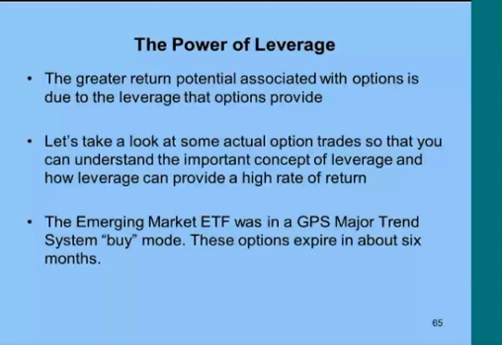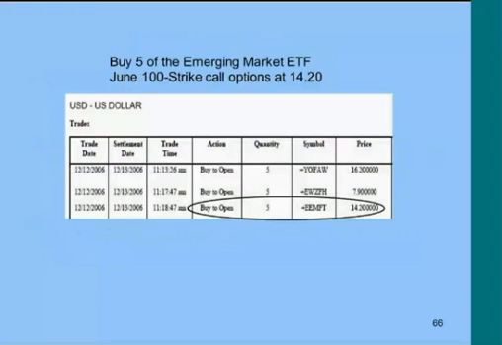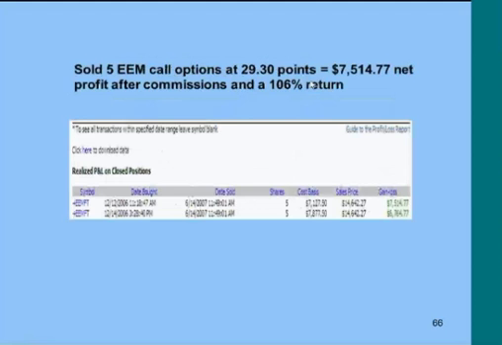Now let's look at the leverage that options provide, and I'll show you some actual examples, and we'll compare the return of the option to the return of the ETF, and you can see that these options are leveraged about 6 to 1 to the ETF. This first one I'm going to show was the emerging market ETF. It was on a buy signal according to the major trend system. So I bought 5 of the June 100 strike call options at 14.20.